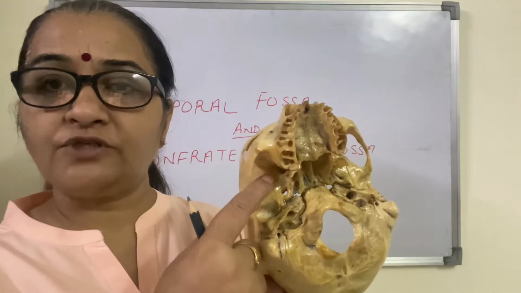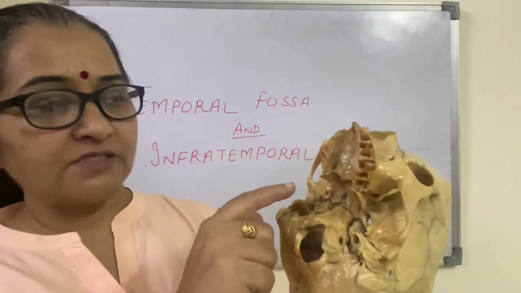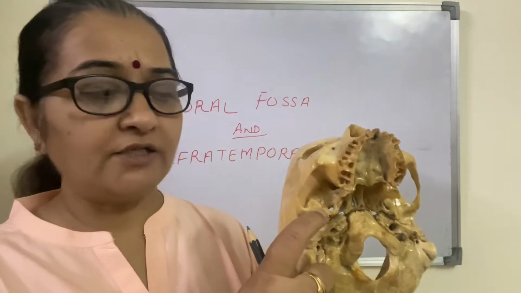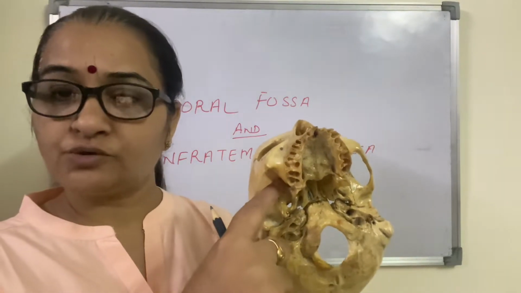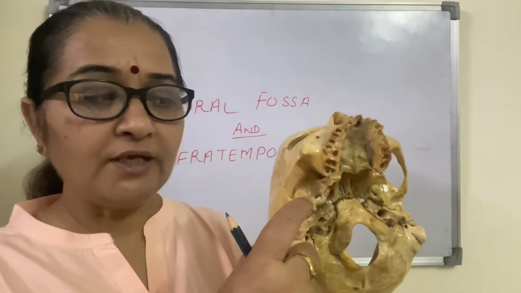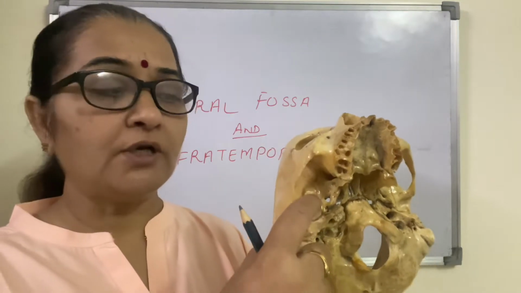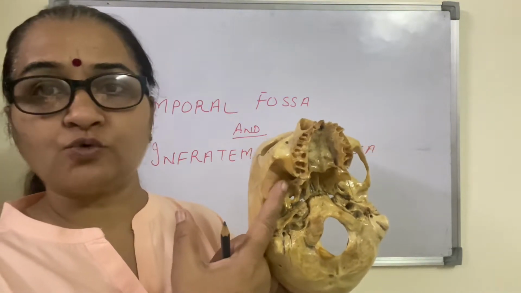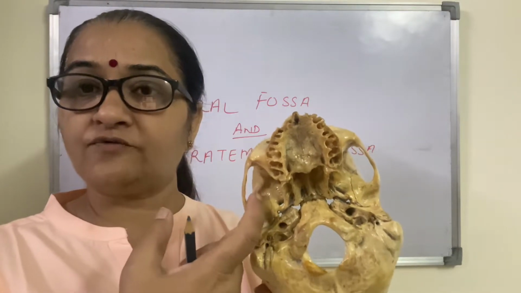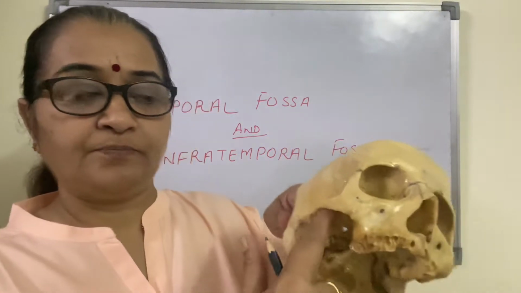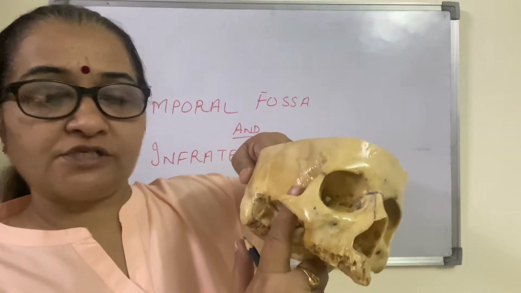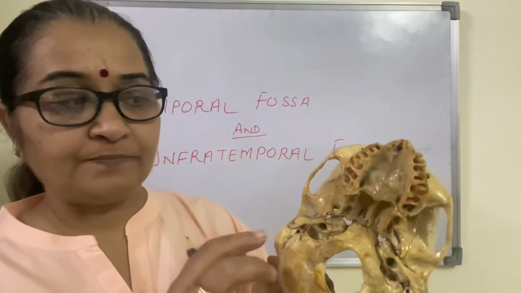Then the medial part of this roof is formed by the greater wing of the sphenoid. So sphenoid bone contributes to the roof, and the squamous part of the temporal bone. So medially the roof is formed by the greater wing of the sphenoid and the squamous part of the temporal bone. And laterally this roof is an open space which helps in communication of this infratemporal region with the temporal one. So this is the gap present here, which gives a communication between these two fossae.